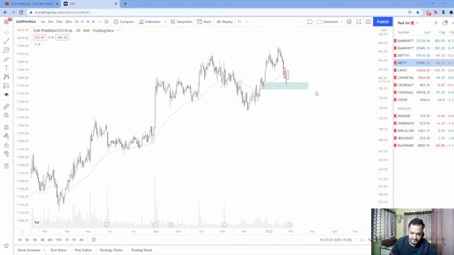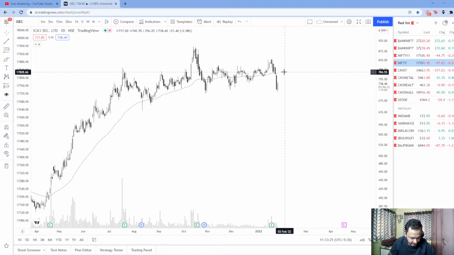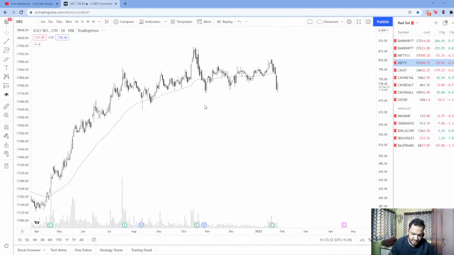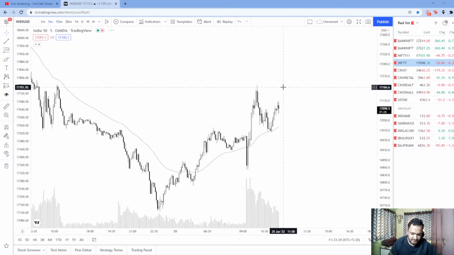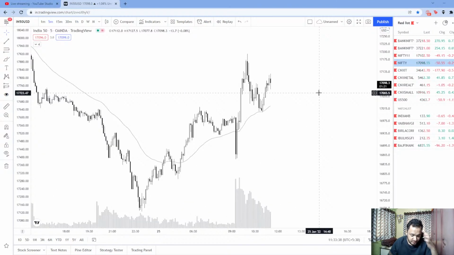All right, ICICI Securities. Nothing in this. Why do I use India 50 USD? Because it has a lot of data. Suppose Nifty gaps up, India 50 is not going to gap up. There are no gaps in this chart. So this has a lot of data.